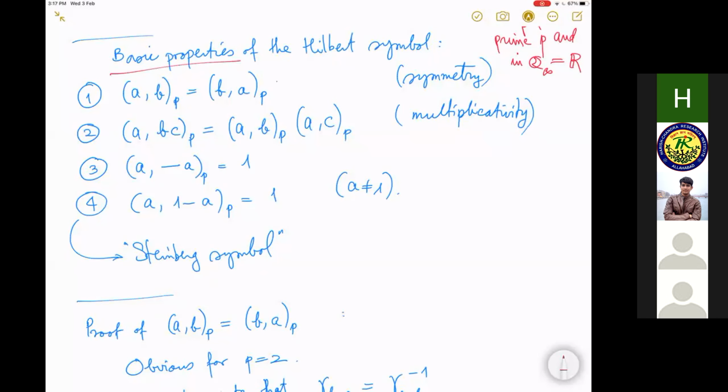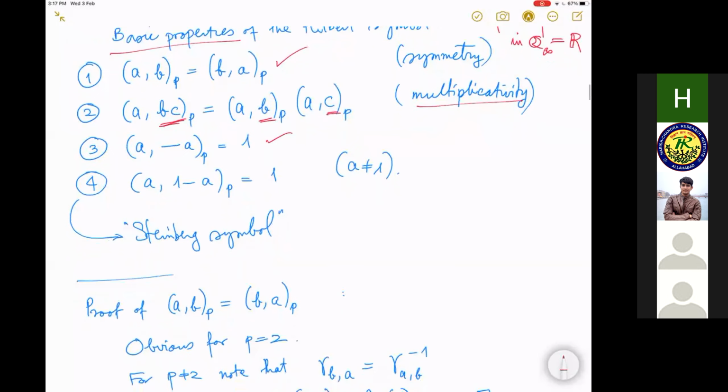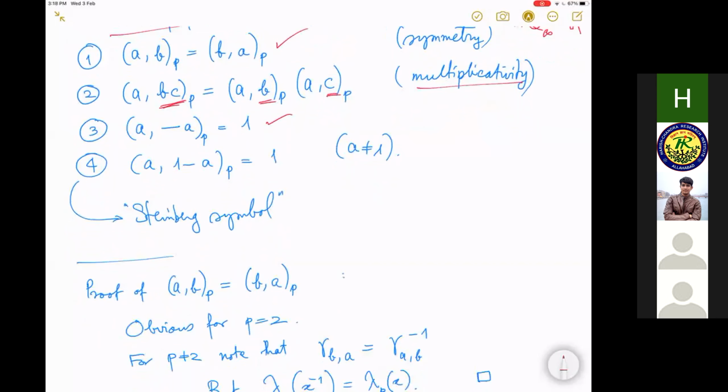So the first property is symmetry. And the second property is multiplicativity. You have bc here and b here, c here. So that's multiplicativity. The third property is this one: (a,-a)_p is always equal to 1 for every a in Q_p star, of course. And here is the most interesting property, which is sometimes called by the name of Steinberg.